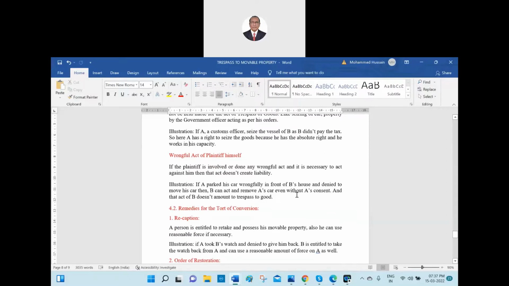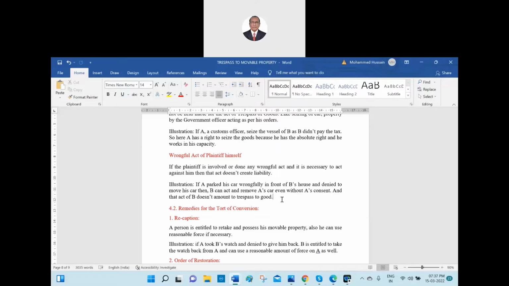Here, the illustration which you just read is, if A parked his car wrongfully in front of B's house and denied to move his car, then B can act and remove A's car even without the consent of A, and that act of B does not amount to trespass to goods. Suppose he doesn't remove the car and keeps the car in front of it for more than 30 years, what law would be applicable? 20 years, not necessarily 30 years. Law of prescription.